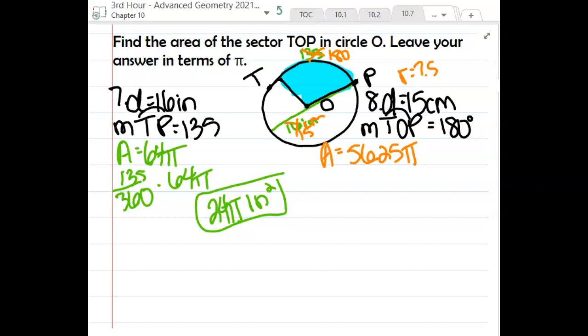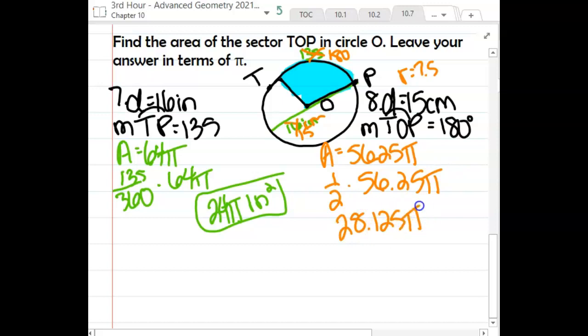Now when I'm finding the area of the entire thing, you could totally just go 180 over 360 times 56.25. But if it's a 180 degree arc, what kind of arc would it be? It's going to be a semicircle. It's half of the circle. So you can totally do 180 over 360, but it'd probably just be easier. We're just going to take half of 56.25 pi, which you get 28.125 pi centimeters squared.